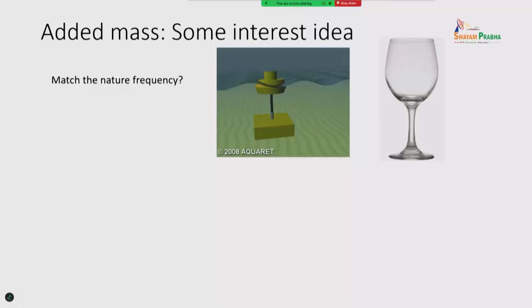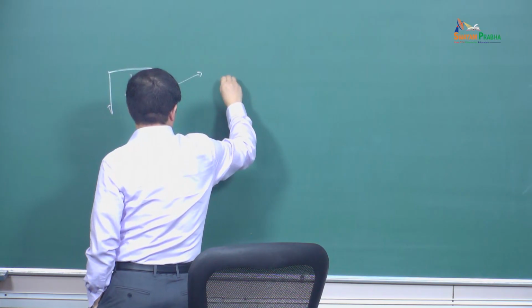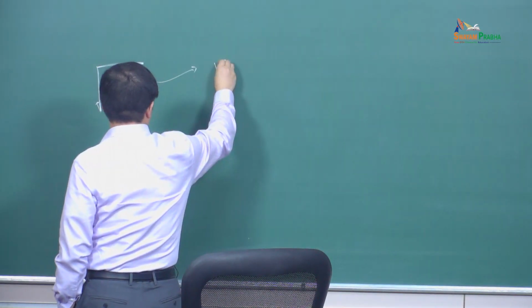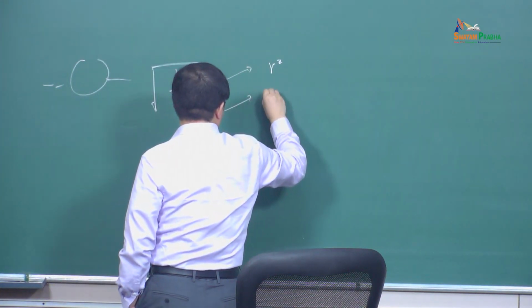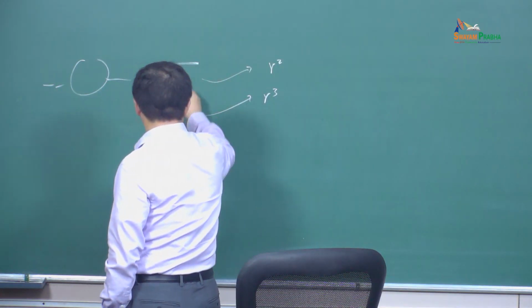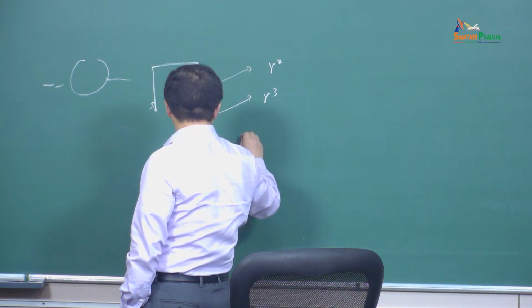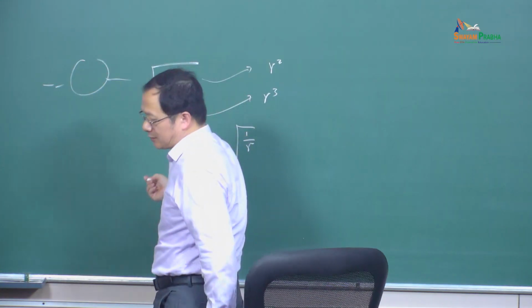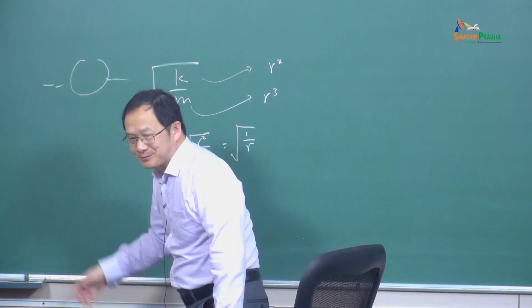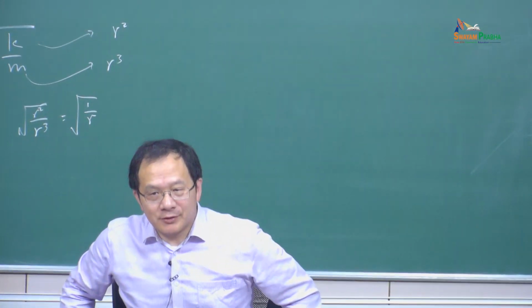Just imagine that way. The stiffness is proportional to the diameter squared for a ball in the water, and the mass is proportional to the power 3, as r to the power 3. So therefore, if you have a smaller diameter, you usually have a high frequency, right?